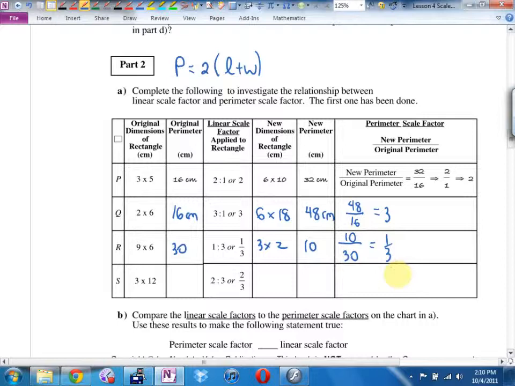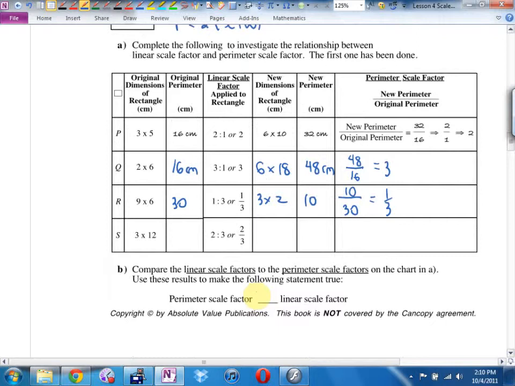The last one's a bit trickier because it doesn't have ones in it. We have a 3 by 12 rectangle. What's 3 plus 12? 15 times 2. The original perimeter is also 30. But my scale factor is 2 to 3. Every 2 centimeters becomes 3 centimeters. How the heck would I do that?